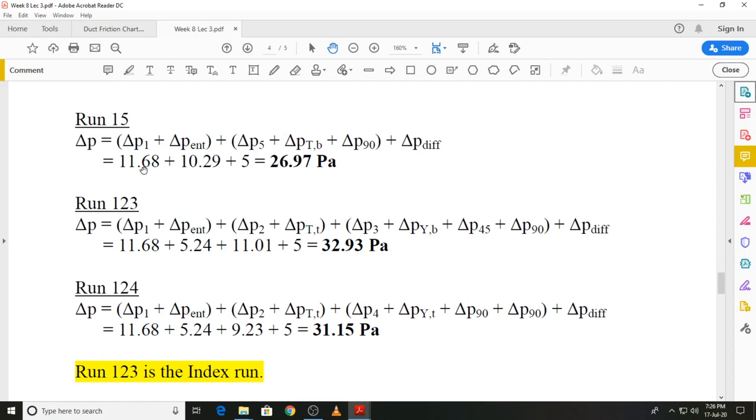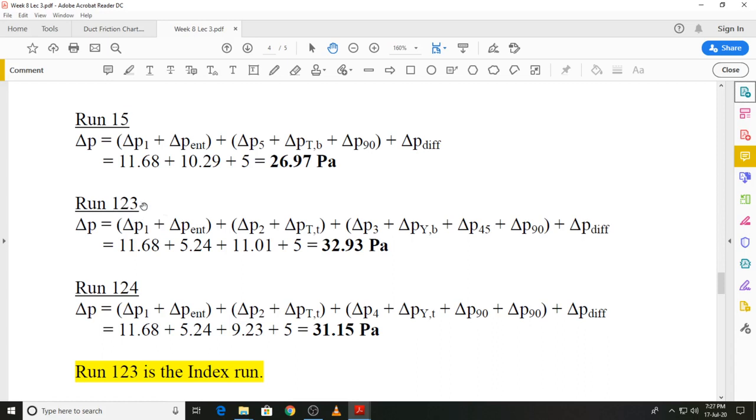So that is for segment 1. We have the total pressure drop of 11.68 pascals. For segment 5 we have 10.29, so run 1, 5 gives you a pressure drop of 26.97 pascals.